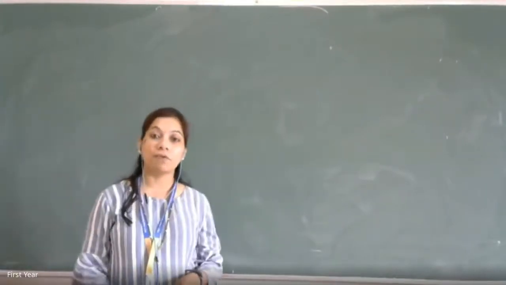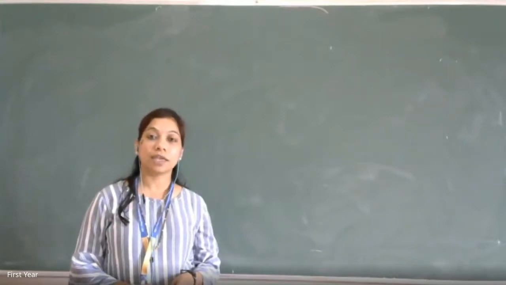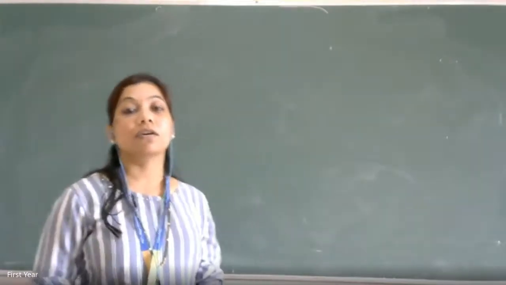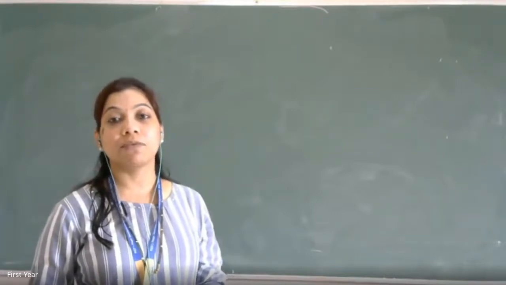So the first one was symmetry. The curve is symmetric about the x-axis if all the powers of y are equal, and symmetric about the y-axis if the powers of x are equal. If both are equal, the curve is symmetric about both axes. Then what else did we check? If we replace x by minus x and y by minus y and the function remains the same, then it is symmetric in opposite quadrants, or about the origin.